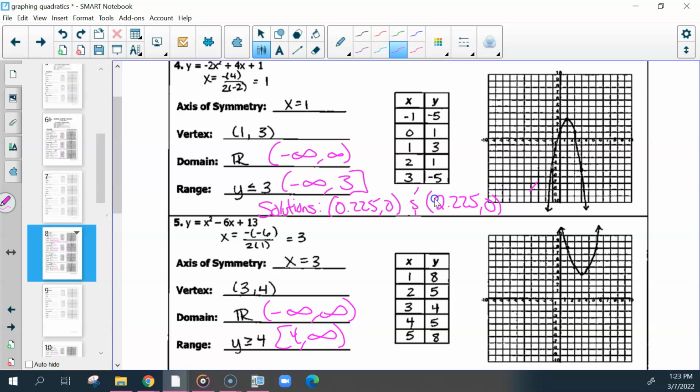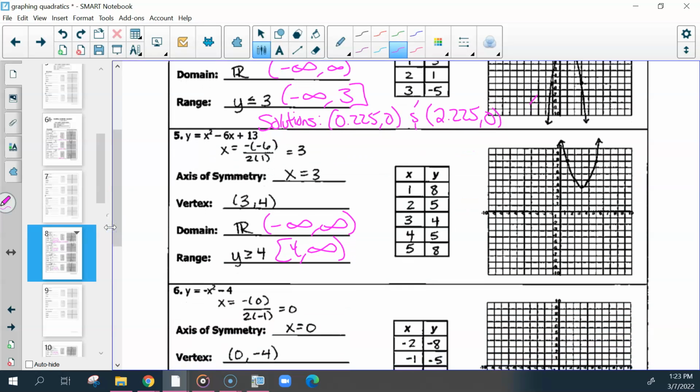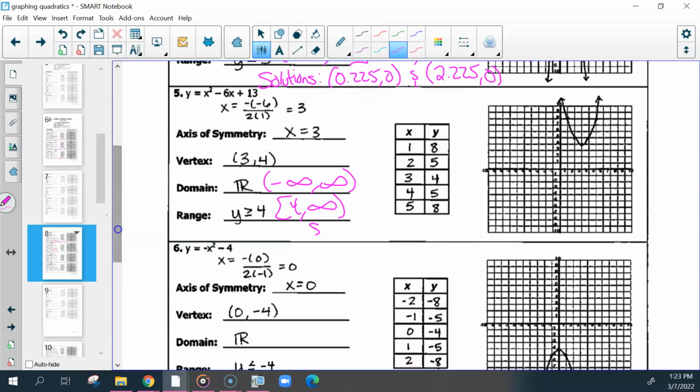So with our quadratics, when you're looking for solutions, you can have 1, you can have none, or you can have 2. Those are your only choices. 1, none, or 2. So if you get 3, something's wrong. For number 5, does this cross the x-axis? No. So what type of solutions will we have? No solution.